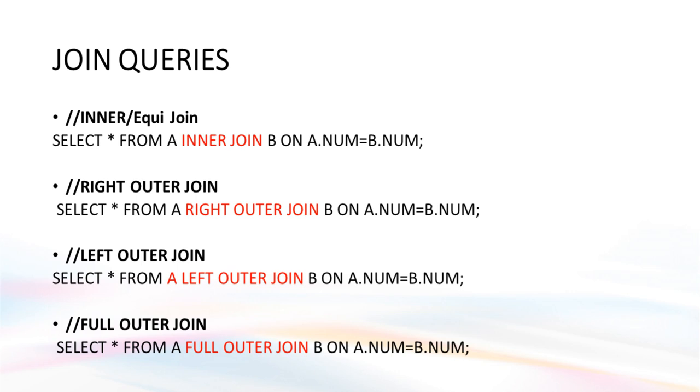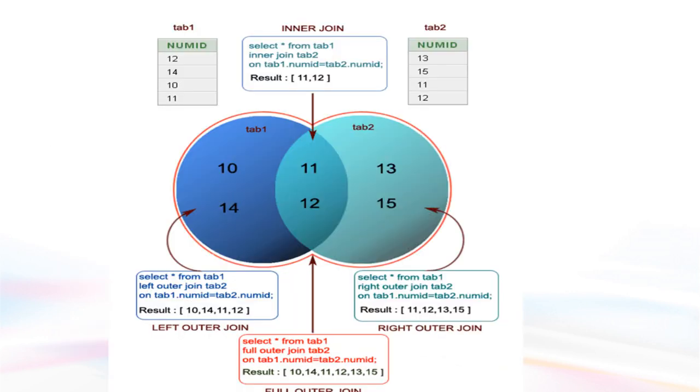So how do we need to write? This is the first kind of notation: select star from A inner join B on A dot num equal to B dot num. This is an equi-join, basically called equi-join or inner join. Both are the same. Inner join is also called equi-join because we are specifying the equality condition.